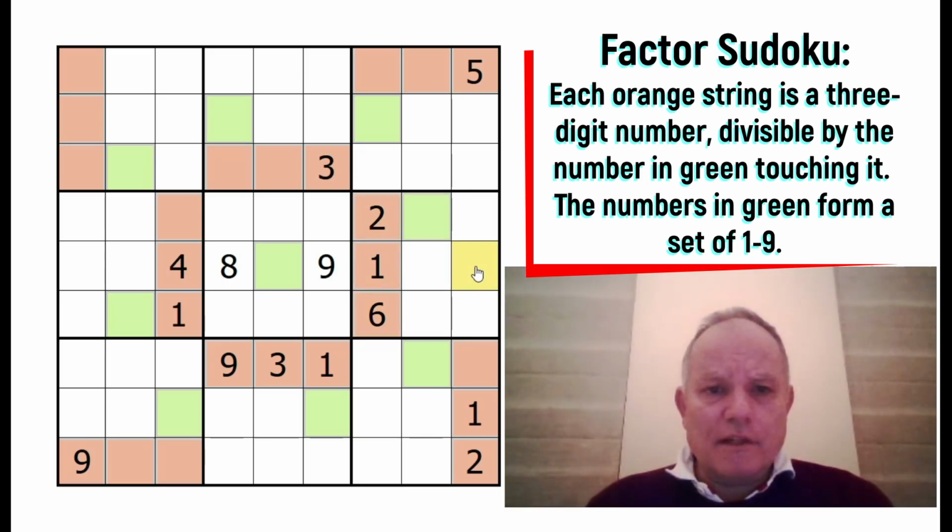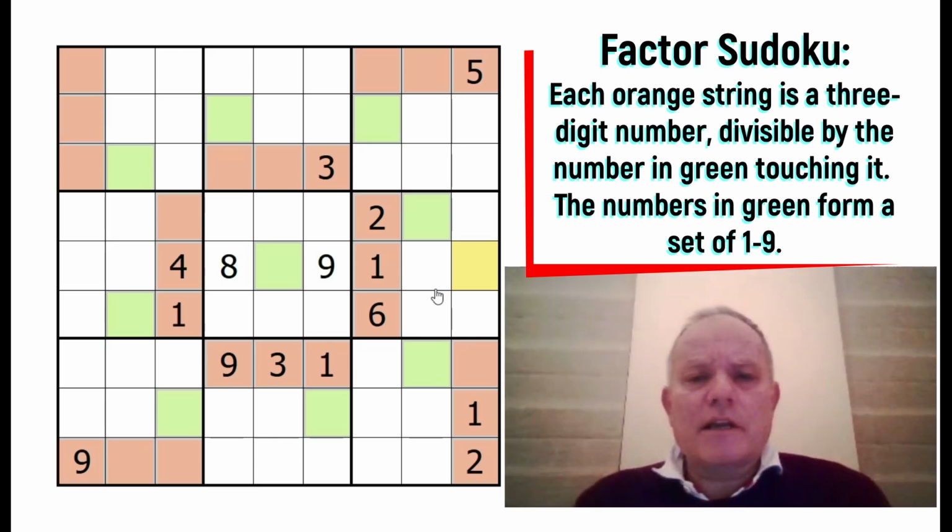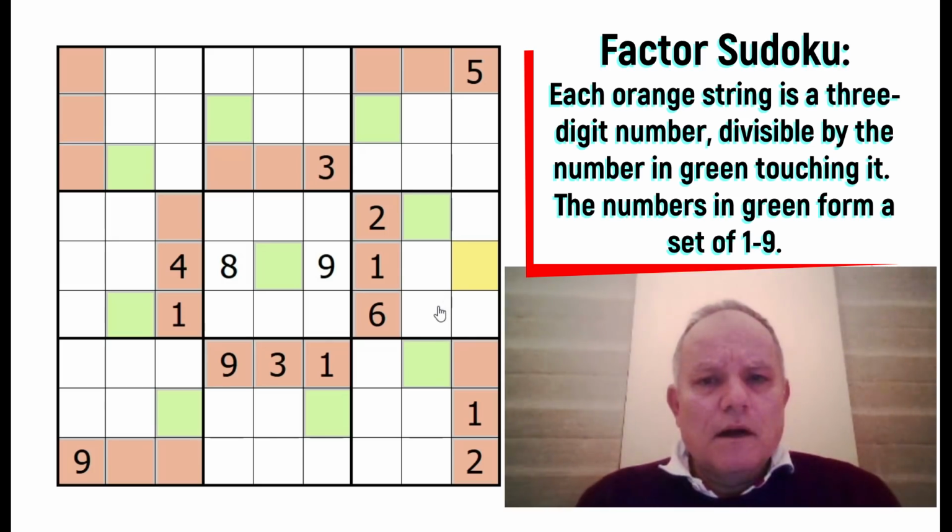And this is important, I think, the green cells form a set of the numbers from 1 to 9, like an extra region. So that's how it works. And let's have a go. Let's get cracking and see how we get on with it.